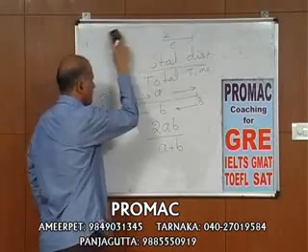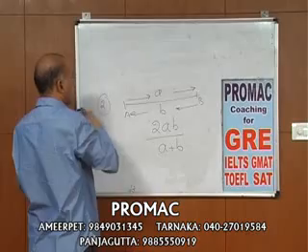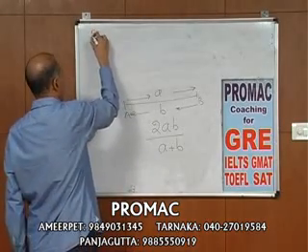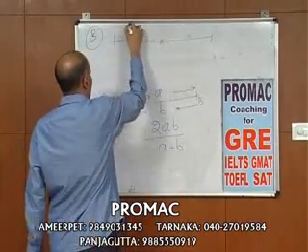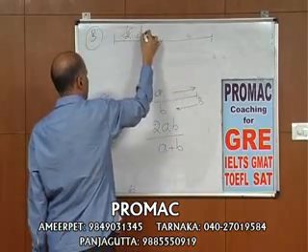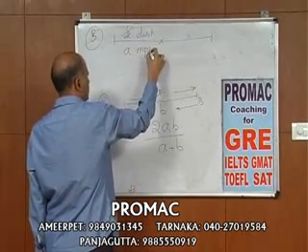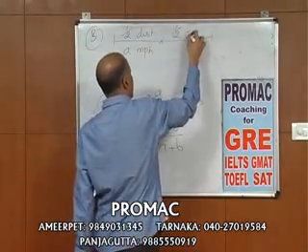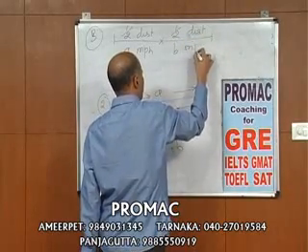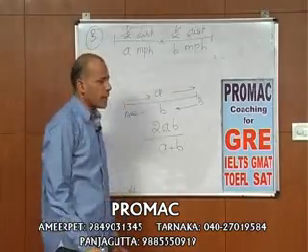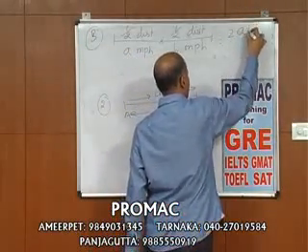Third variation of the problem, third type of question that comes is, I travel half the distance at a speed of a miles per hour, remaining half of the distance at a speed of b miles per hour, mean speed is 2ab by a plus b again.